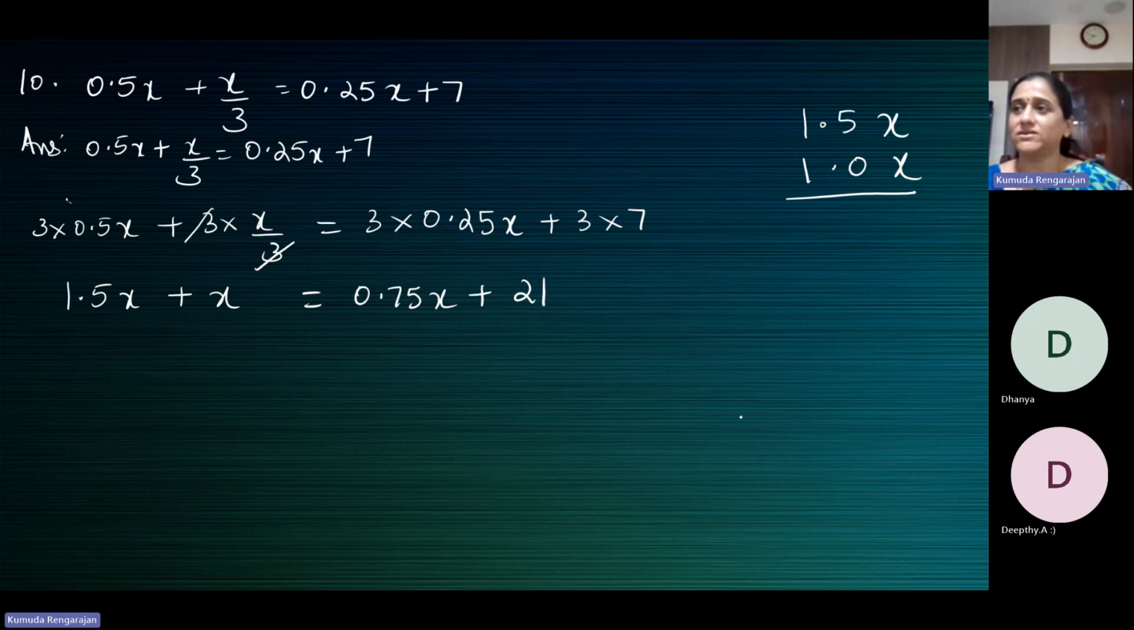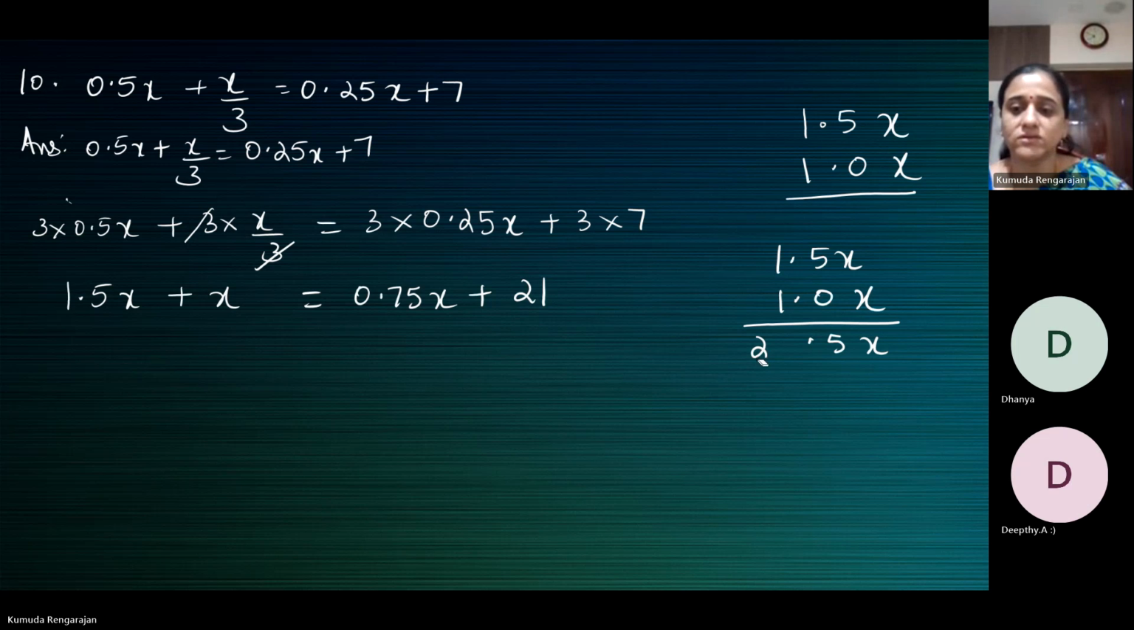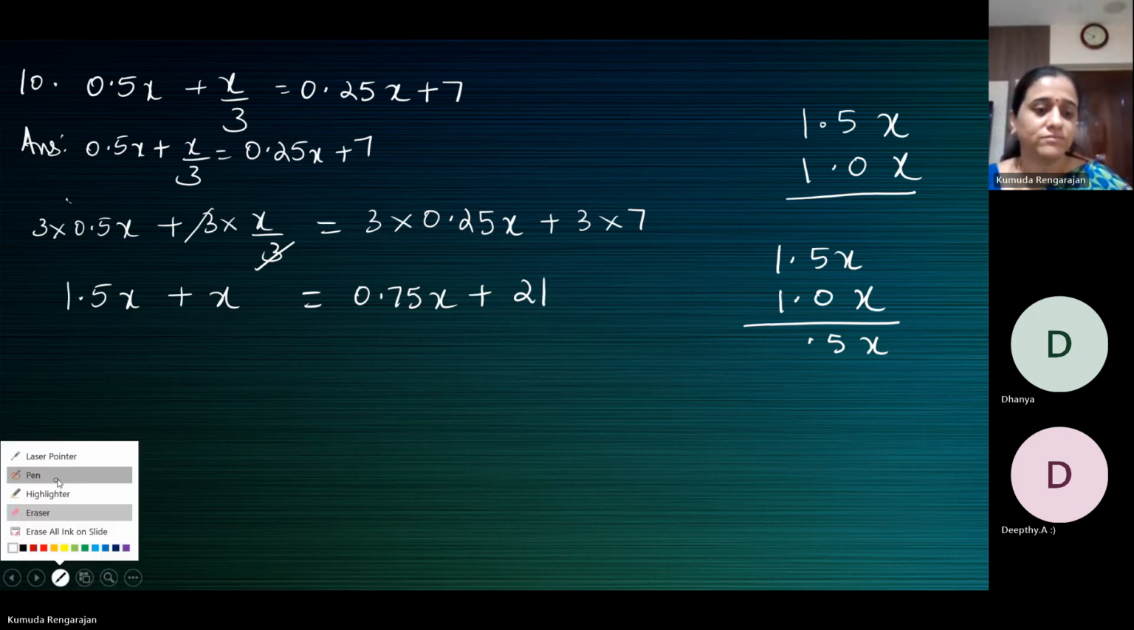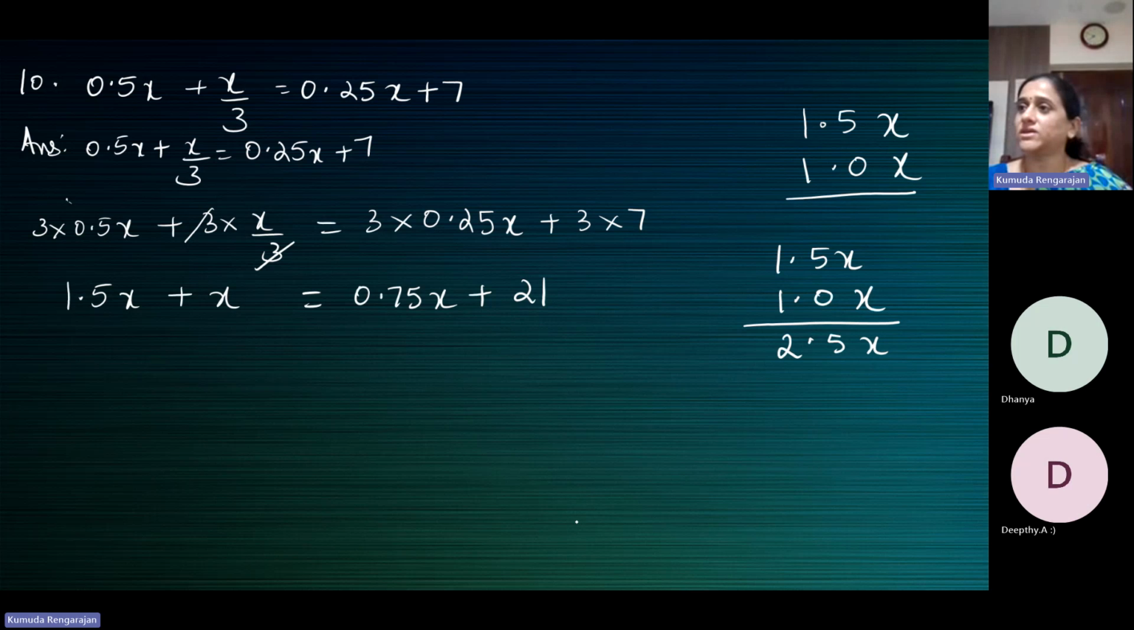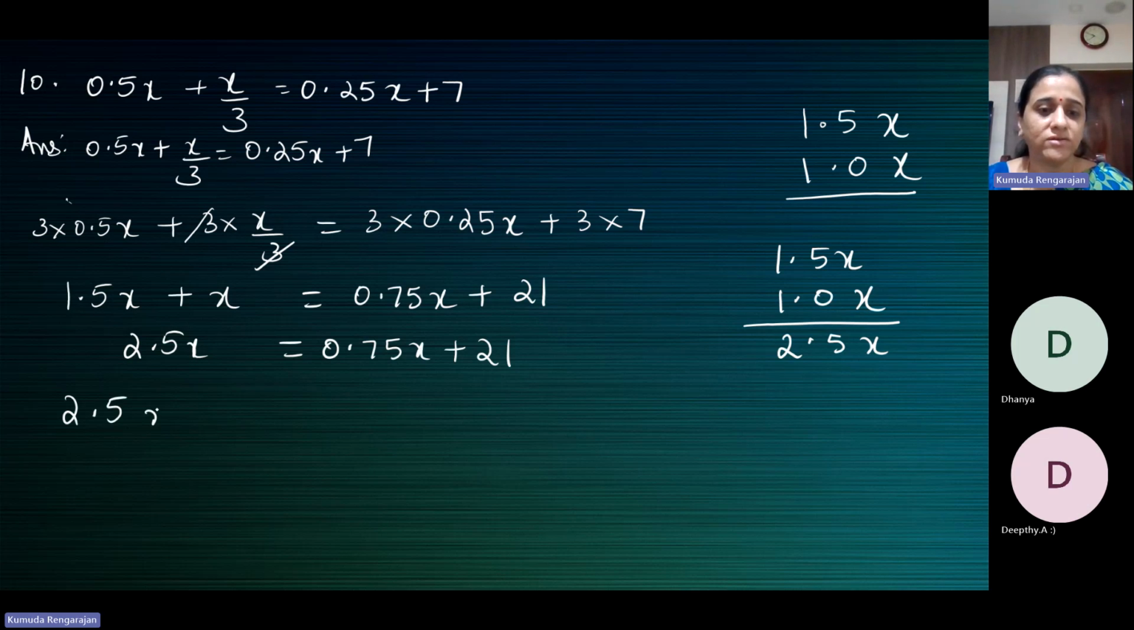x means 1x, children. So it's 1.5x and 1x. 1 means 1.0x. So it is 1 plus 1, 2.5x. 2.5x is equal to, here you cannot simplify because they're unlike terms. Now bring the x term to the left-hand side. 2.5x minus 0.75x is equal to 21.